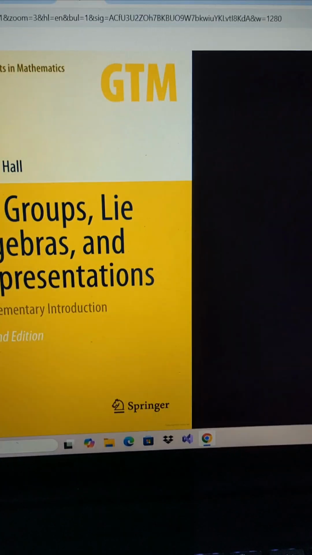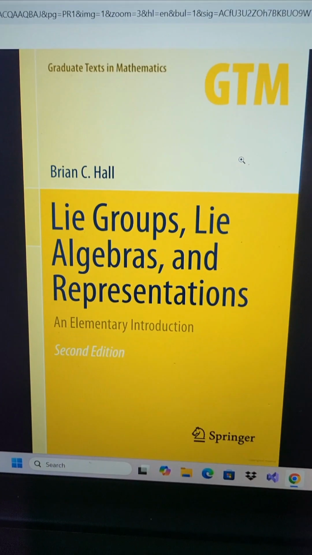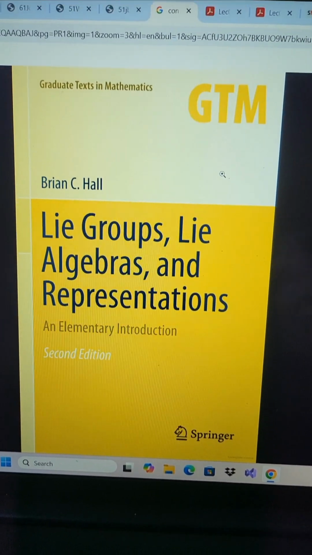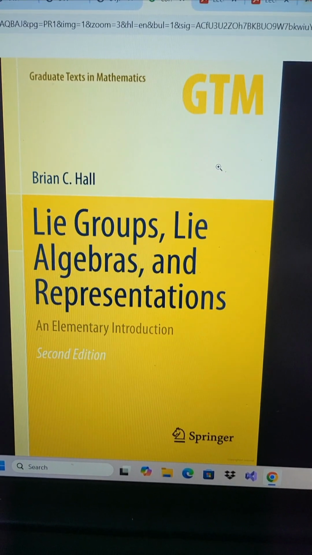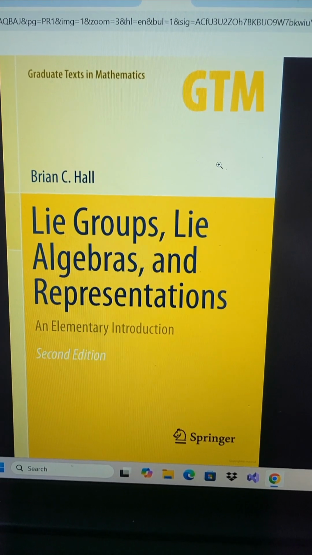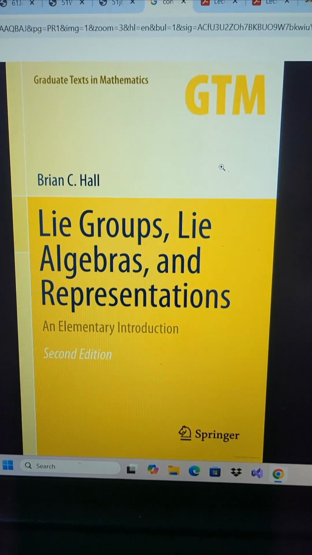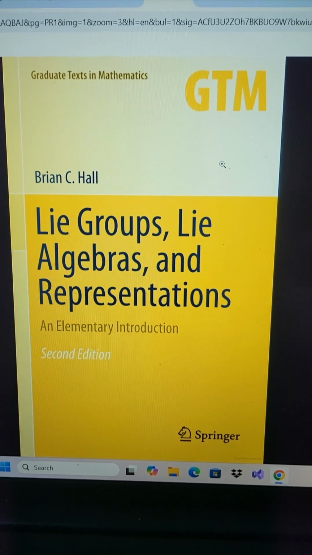And then for differential geometry, before I recommend a book on differential geometry or Riemannian geometry, let me just quickly mention another thing that might be of use, which is this book on Lie groups, Lie algebras, and representations by Brian C. Hall. This is an excellent book that I'm currently reading. It's deeply related to the theory of differential geometry and manifolds.